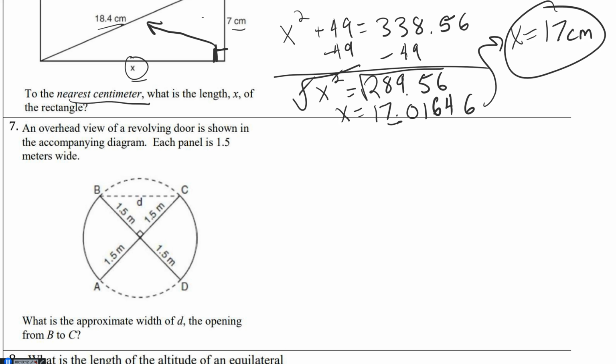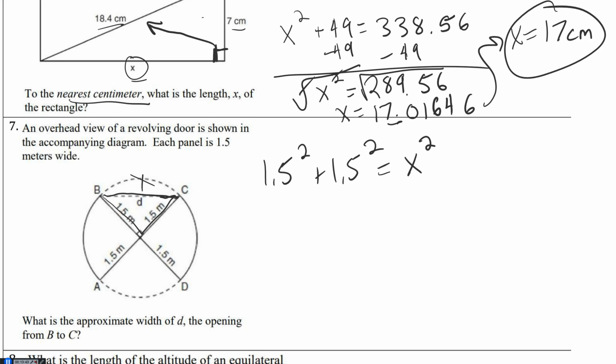Number 7. An overhead view of a revolving door is shown in the accompanying diagram. Each panel is 1.5 meters wide. What is the approximate width D, so this distance right here, the opening from B to C? Well, again, I notice this is a right triangle, and I'm missing the hypotenuse. So I set up the equation just like I did for number 5 above. 1.5 squared plus 1.5 squared equals my hypotenuse squared.